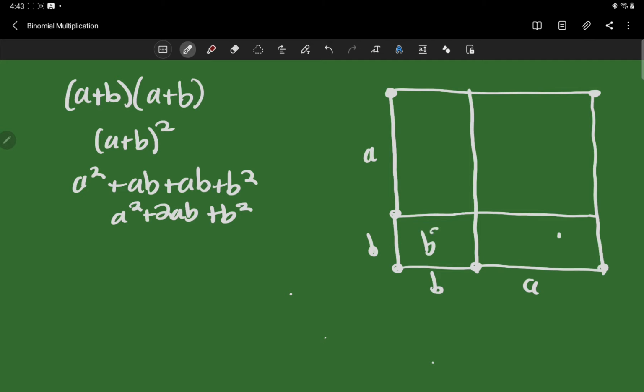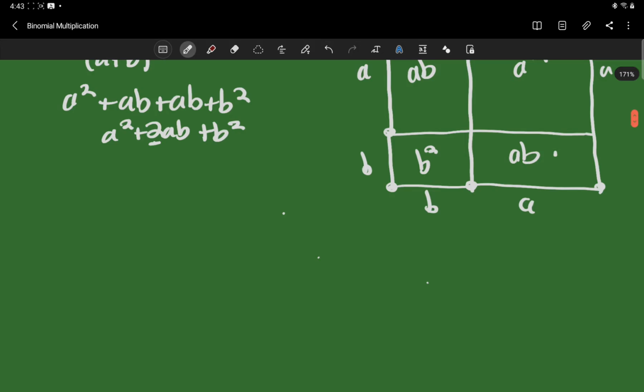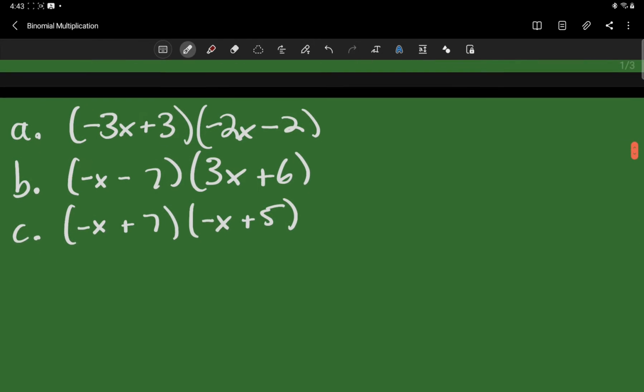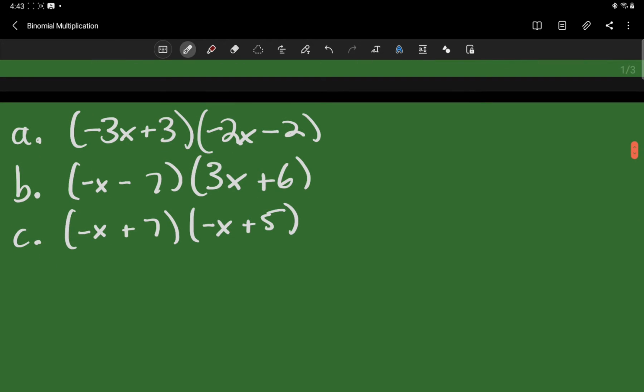So this would become the b squared part. This larger square right here, this is just a and a, so this just becomes a squared. And these two rectangles are the AB parts, and you can see they're exactly the same, so there's just two of them, and that's where this 2 comes from. So it's a very simple process, but it's still very important to mathematics in general as you go into more high school courses.